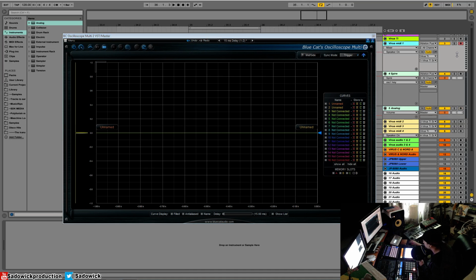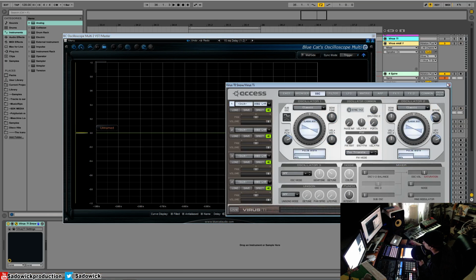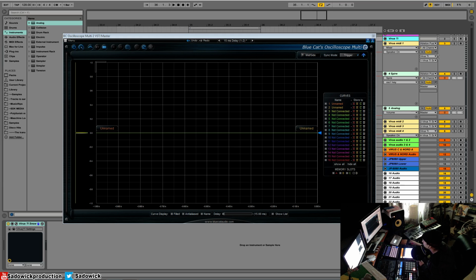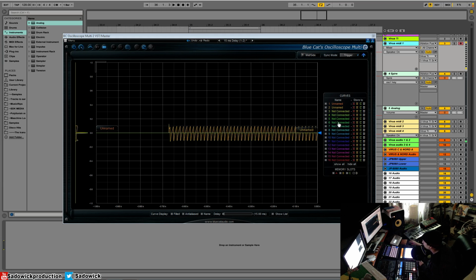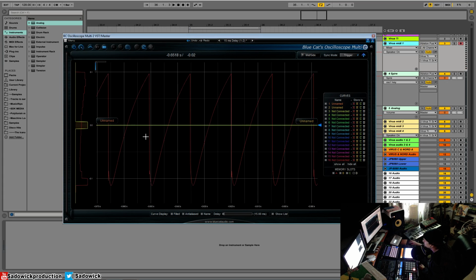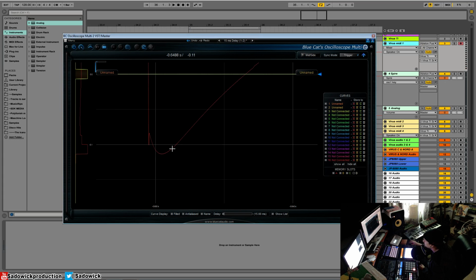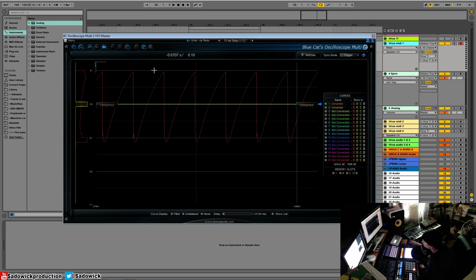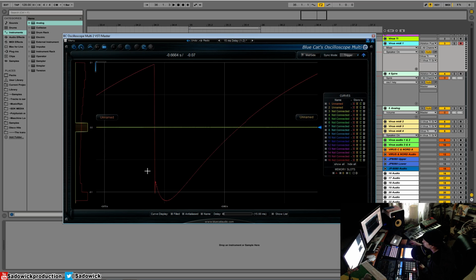Now I'm going to play the Virus TI saw wave. It's an open saw wave, simple, and it sounds like so. And I'm going to take a picture of it. The Virus saw wave will be red, and we're going to look at that. You'll notice that it's very sinusoidal here. It's not straight on. There's a bit of a sinusoidal wave there, which makes the Virus darker on the low end. The synth is very deep, and that's why.